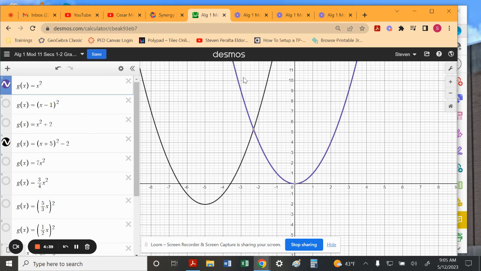So that's how we do the shifts, and the next thing we're going to do is learn what the a value does to the function. So does it cause it to go up faster, slower? What does it do? Does it cause it to go down instead of up when it's negative? That kind of stuff is what we're looking at. Okay, then we have only one more video.